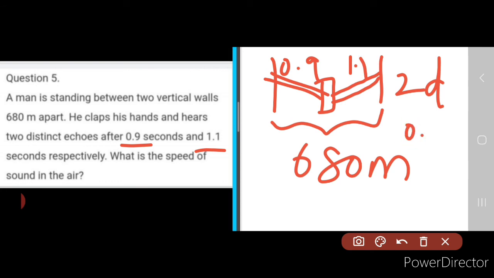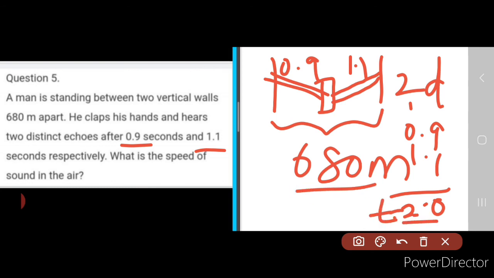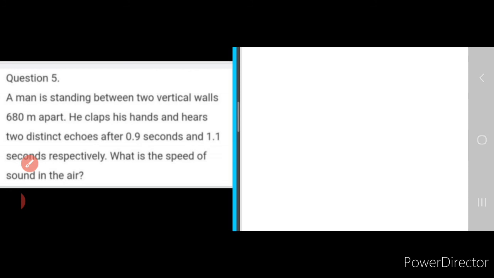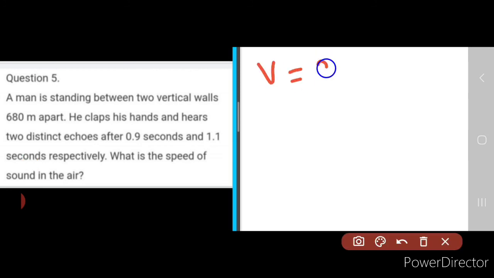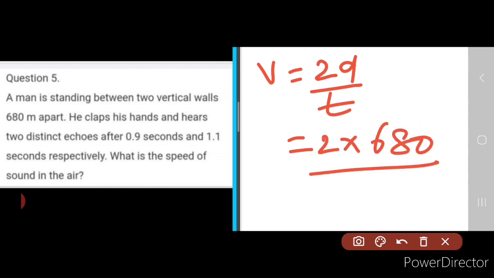So this will be 0.9 plus 1.1. So this is 2.0. So 2.0 is the total time, right? And this is the distance. So we'll substitute in the formula V is equal to 2D divided by T. So we get V is equal to 2D divided by T. So 2 into 680 divided by 2.